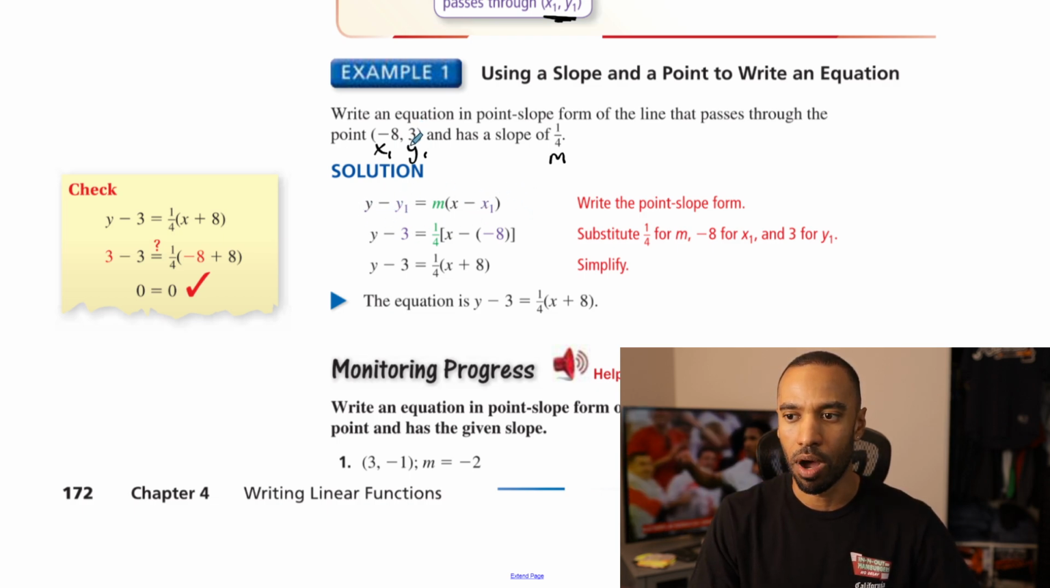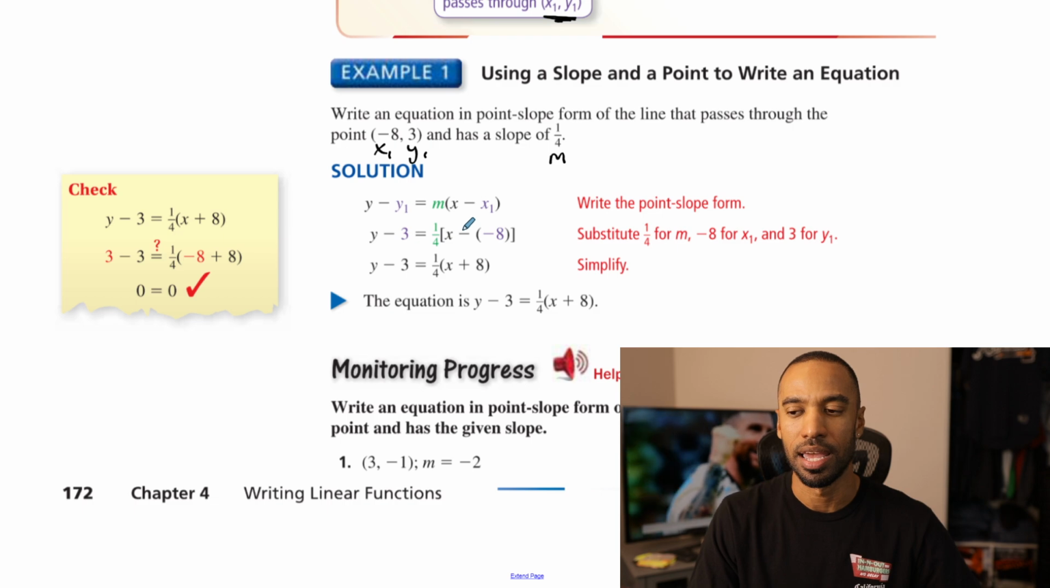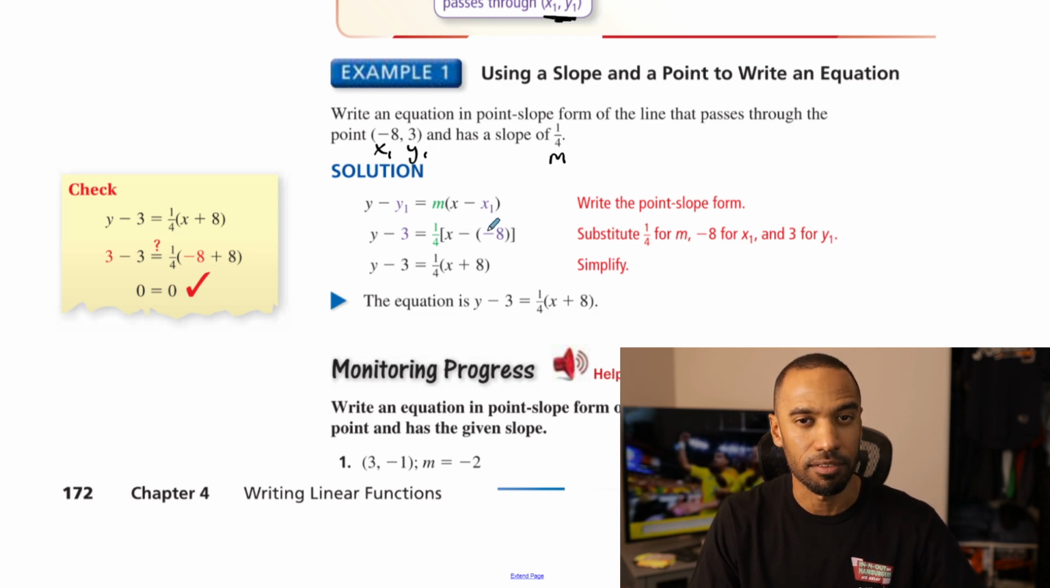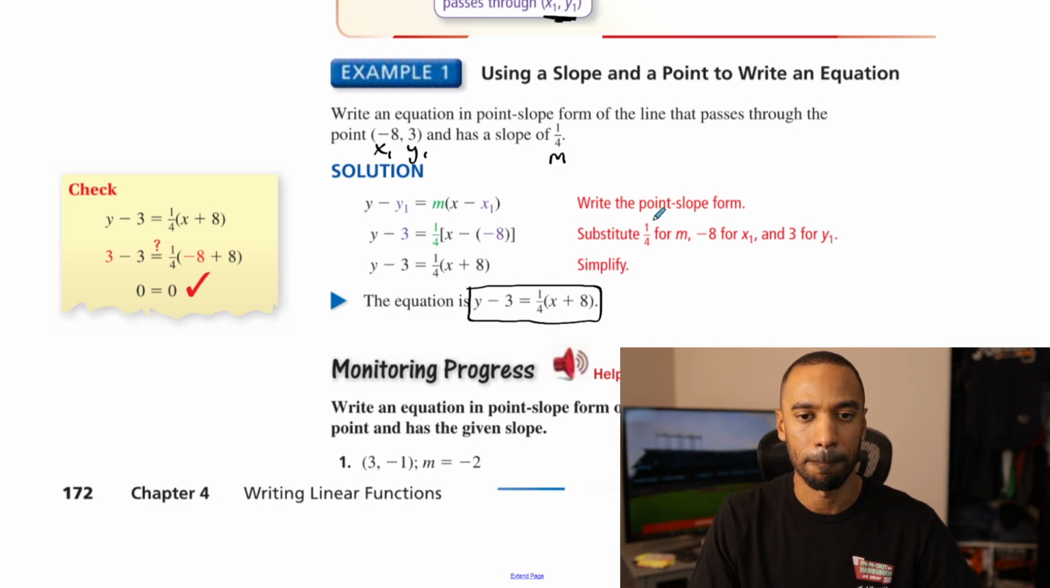y minus y1. y1 is 3, so it'll say y minus 3 equals m, 1/4, times x minus x1. Now here's where we subtract negative 8. That becomes x plus 8. So this is the formula: y minus 3 equals 1/4 times the quantity x plus 8.